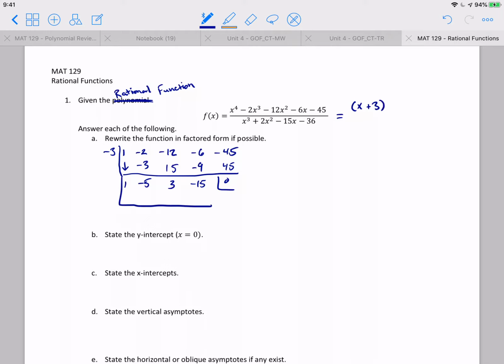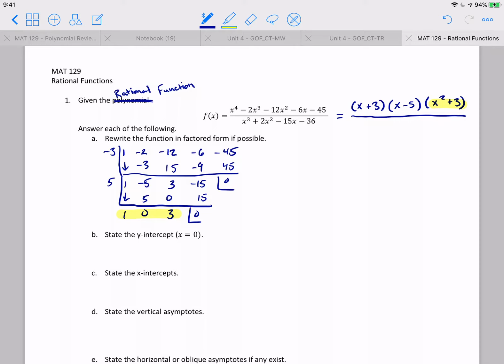And then I could test, how about +5? And starting to look pretty good here. And hey, that works. And so x minus 5 is a factor. And then that last bit is x squared plus 3. So again, remember, at this point, that's a quadratic. And if you look at that quadratic, that's an irreducible quadratic, so we can't factor that anymore.